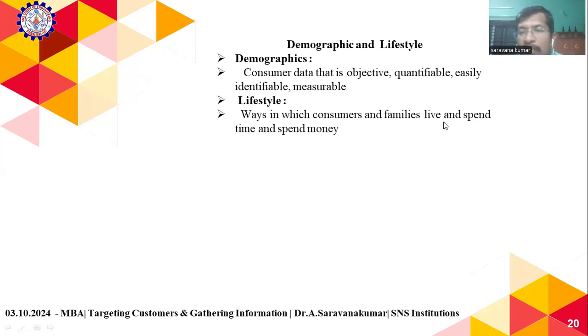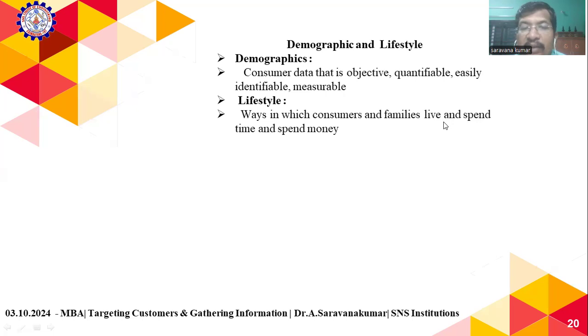For example, if you're focused on adults, kids, women or whatever it is, depending upon that you fix the objective for your organization. Then everything will be quantifiable. For example, age, income, gender, everything will be a quantity. Age means 10 to 20, 20 to 30, 30 to 40, 40 to 50, 50 to 60. Then income 10,000 to 20,000, 20,000 to 30,000, 30,000 to 40,000, and above 40,000, right? So easily identifiable and measurable. That's why we are saying it's demographic.